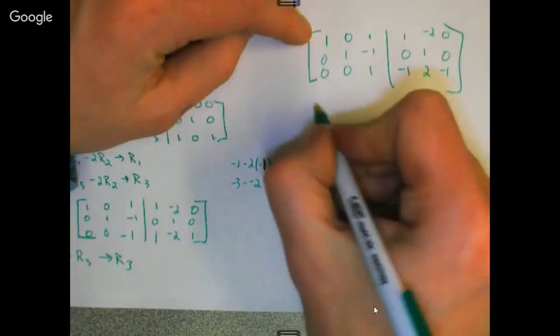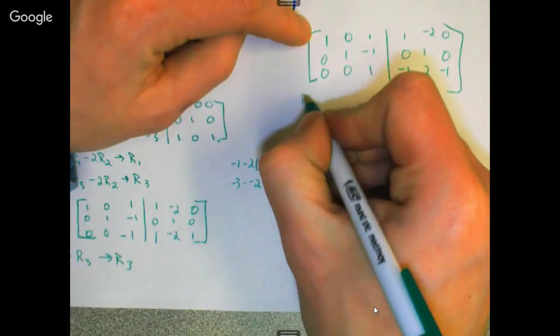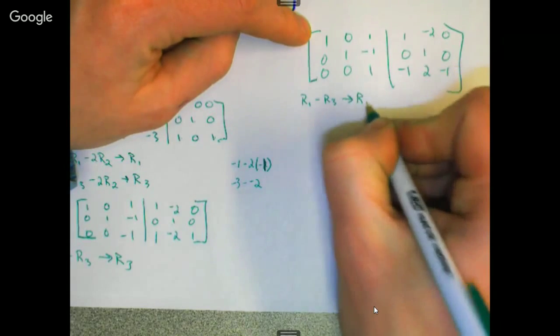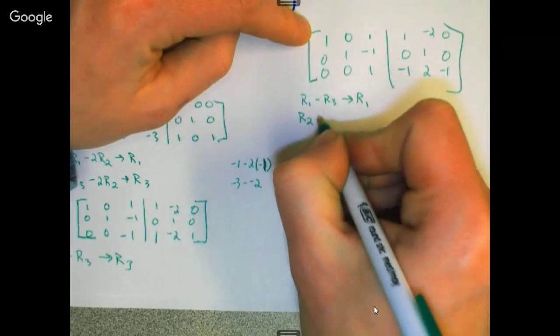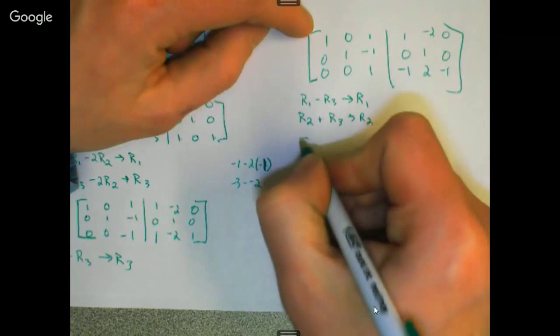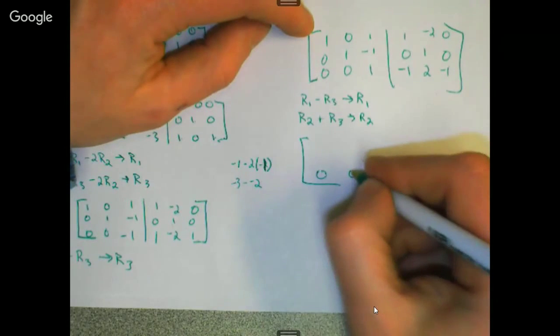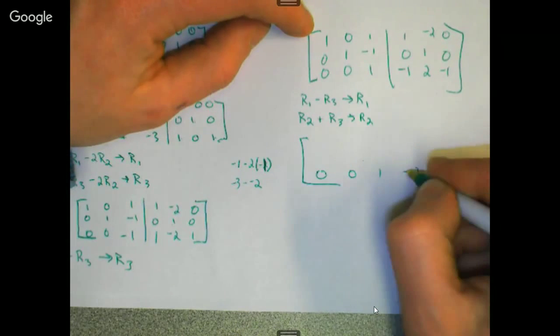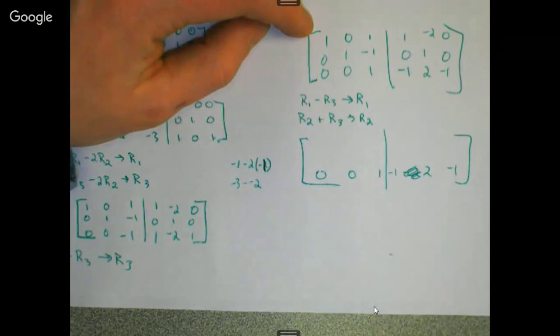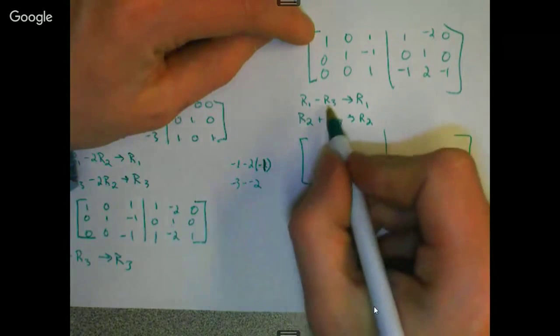These two have to be 0. So we'll take row 1 minus row 3 back into row 1. And we'll take row 2 plus row 3 back into row 2. So row 3 is not changing. Okay, so row 1, we're going to subtract row 3.